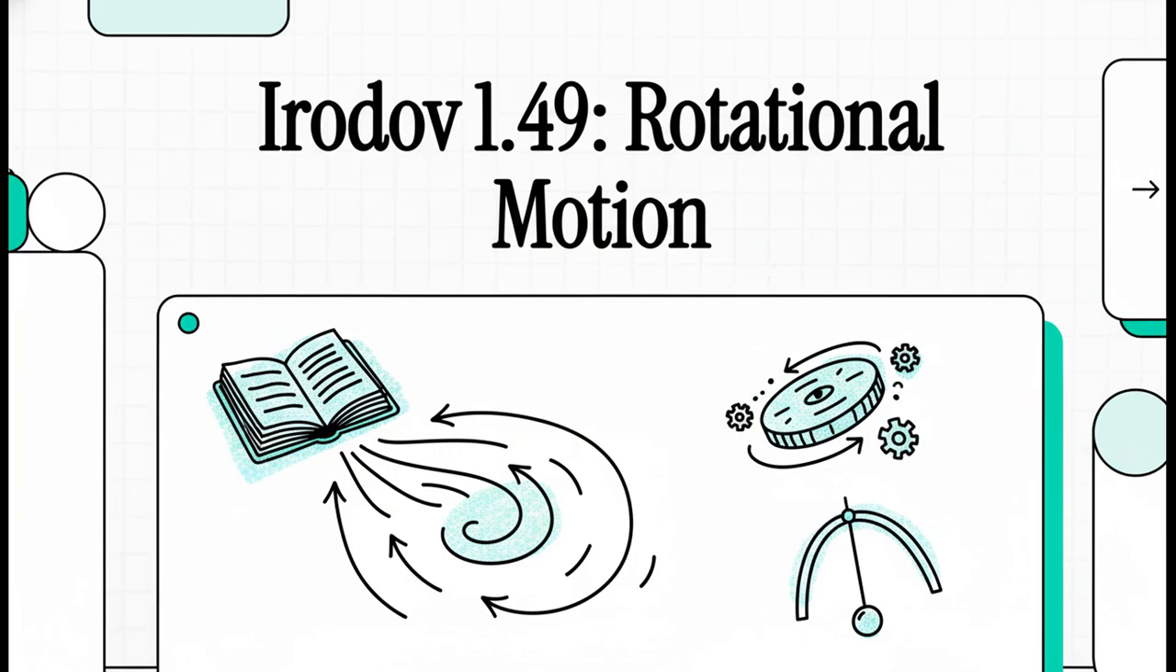All right, welcome everyone. Today we're going to tackle a classic problem, number 1.49, from a book that has probably given a workout to every serious physics student out there, the one and only Irodov's Problems in General Physics. So if you're ready for a really satisfying deep dive into rotational motion, you've come to the right place.